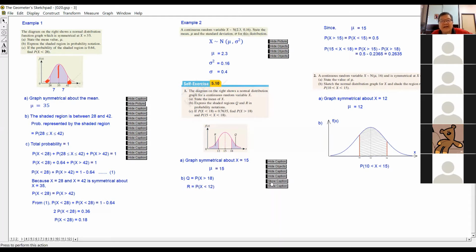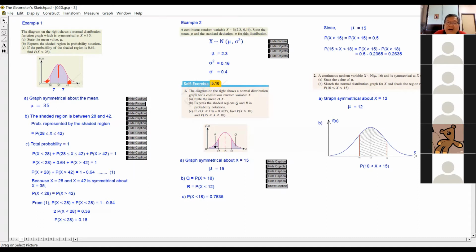Okay, then now they say this area here, the probability of x less than 18, is 0.7635. So can you tell me what is the probability of the unshaded part? The unshaded part, the center part. Or maybe can you tell me the area of Q first? What is the area of Q? 0.2365. Okay. Then this is the area of Q.